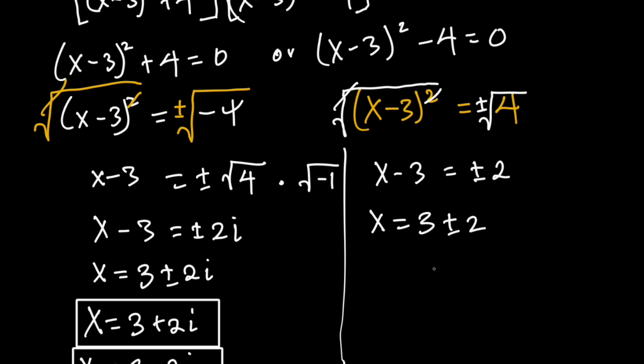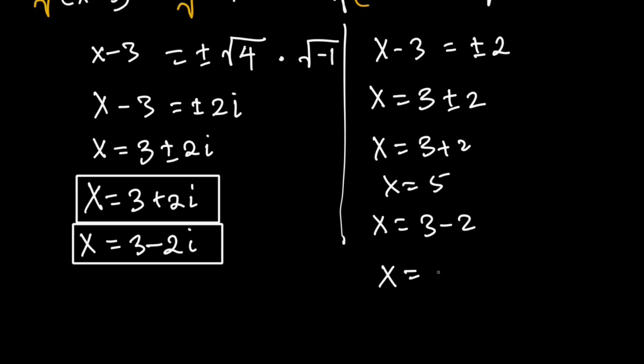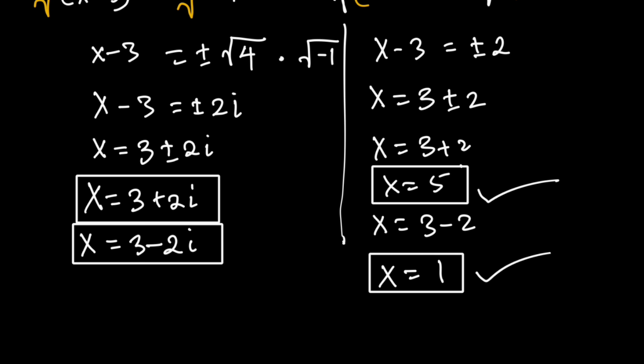From here, we add 3 on both sides, and we are going to have 3 plus or minus 2. What does that mean? It means that taking the positive side, we are going to have x = 5, and taking the negative side, we get x = 3 - 2, which implies that x = 1. So these are the other two solutions to the problem. You can clearly see that these two answers are the real part, and these remaining two answers are the imaginary part. So that is pretty much it for this video.